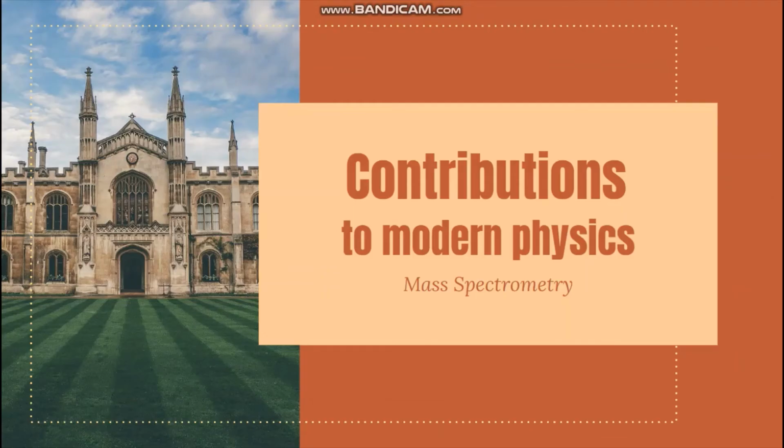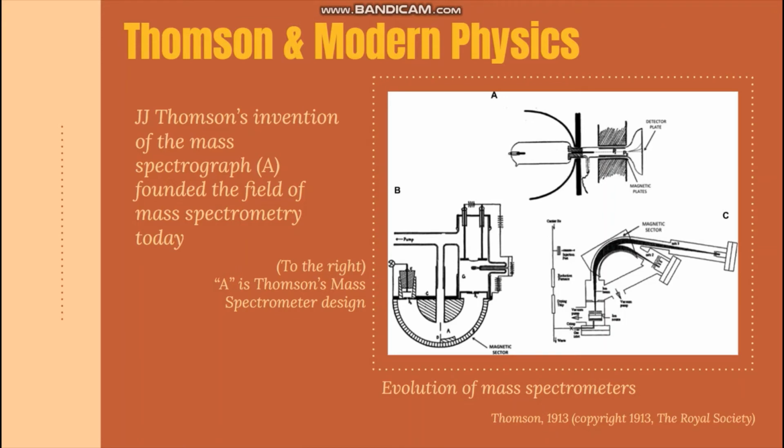Not only did J.J. Thomson greatly contribute to the history of physics, but he also made great contributions to modern physics as well, most notably through his invention of a mass spectrograph in 1910. Thomson's mass spectrograph was the device that led to the discovery in 1913 of the first isotopes. The diagram labeled A shows Thomson's design of a mass spectrometer, and the other two pictures, B and C, are modern-day diagrams of mass spectrometers today. Thomson's invention was the first example of the technique of mass spectrometry, a technique that measures the mass-to-charge ratio of ions.